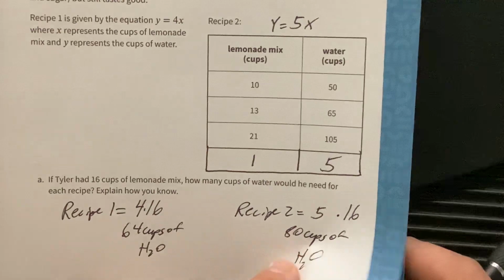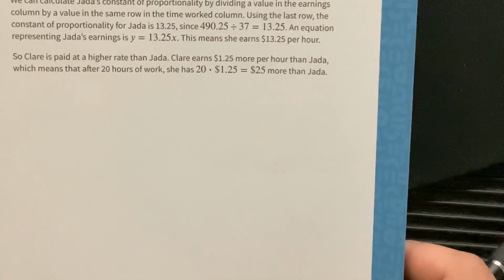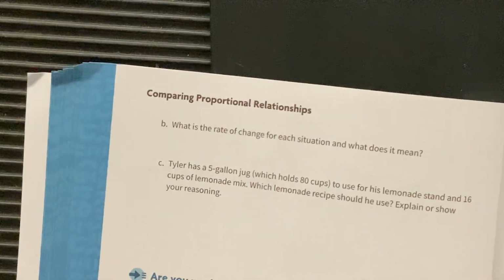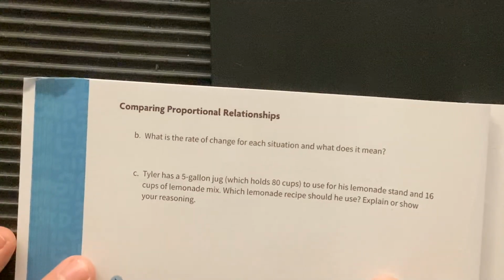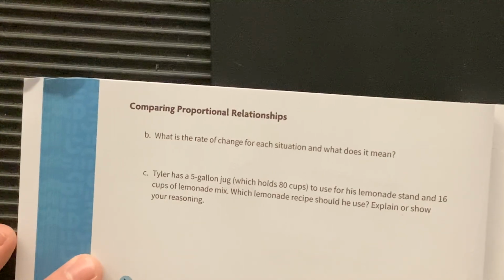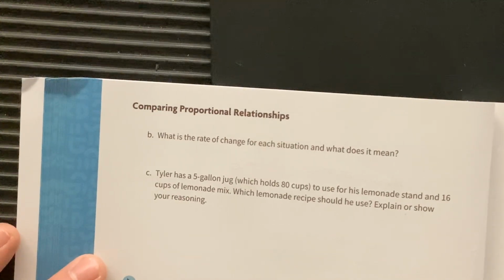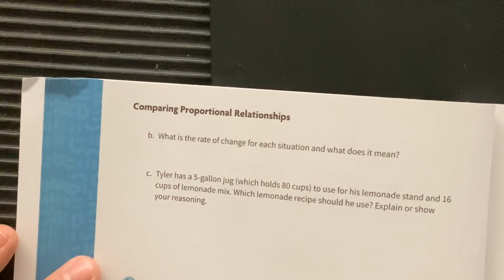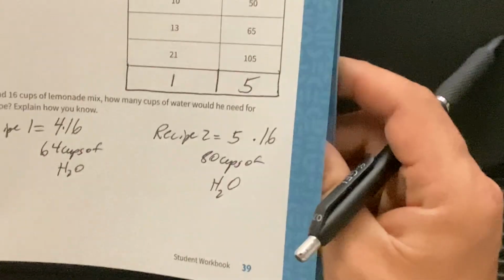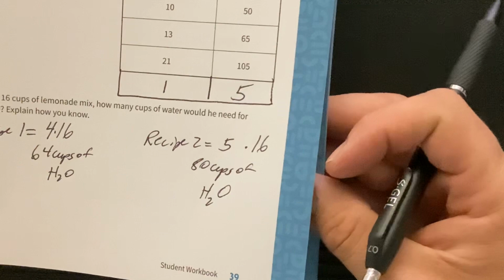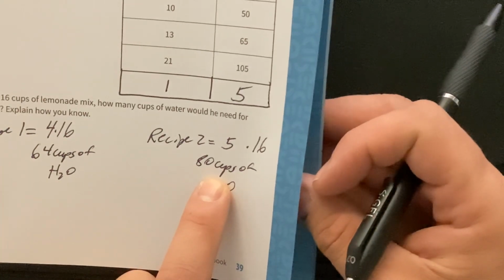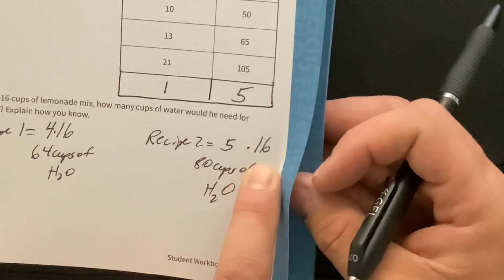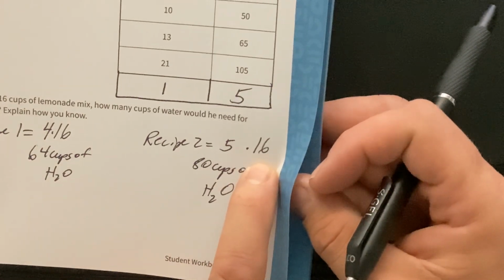Making the lemonade using the recipe. If Tyler has a 5-gallon jug to use for his lemonade and 16 cups of lemonade mix, which recipe should he use? Explain or show. So if he has 16 cups of lemonade and a 5-gallon jug which holds 80 cups, why? Because it has 80 cups. Yeah, I would fill it all the way up. So I'm gonna use recipe 2, I'd be able to fill it up with my 16 cups of lemonade mix. I'm gonna choose recipe 2.